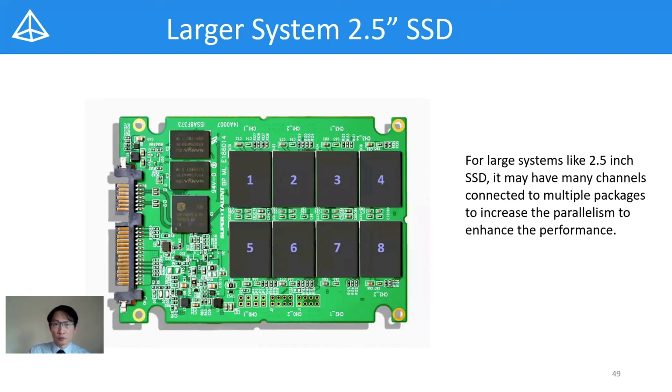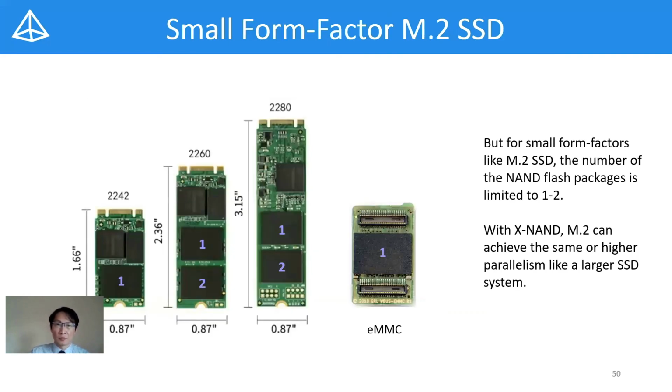For large systems like 2.5-inch solid-state drive, the system can have 8 to 16 NAND flash packages. So you can connect multiple channels to the NAND packages to increase the parallelism. But for small form factors such as M.2 or eMMC, it only has 1 or 2 packages. Therefore, the parallelism is very limited. With XNAND's 16-plane architecture, M.2 and eMMC can achieve the same or even higher parallelism as a large solid-state drive system.